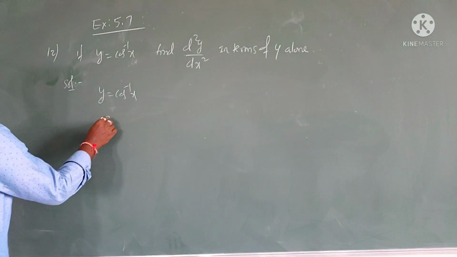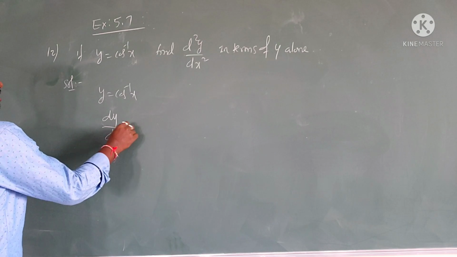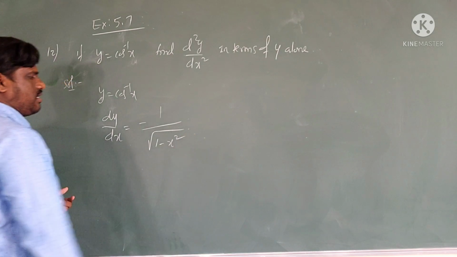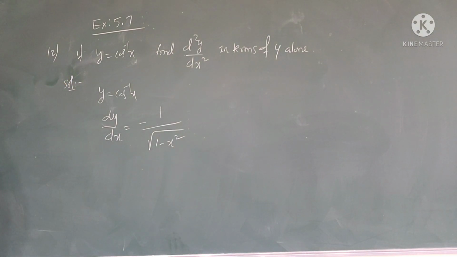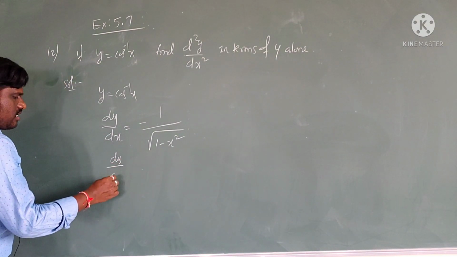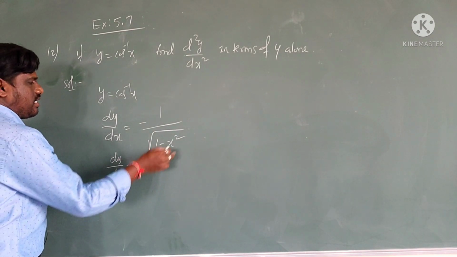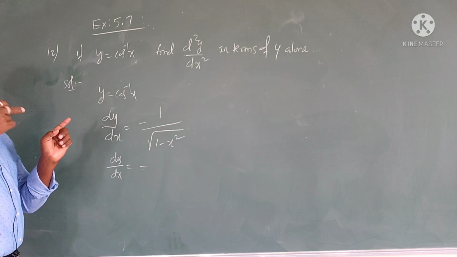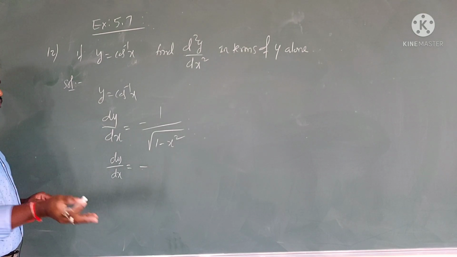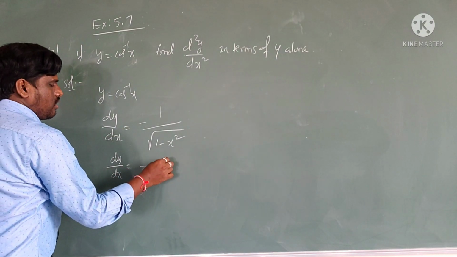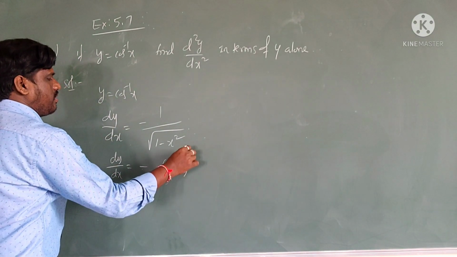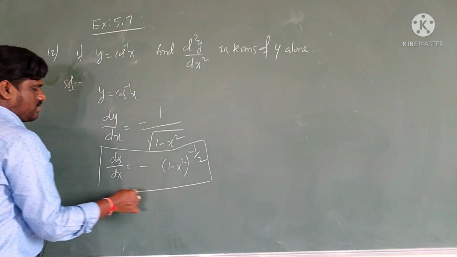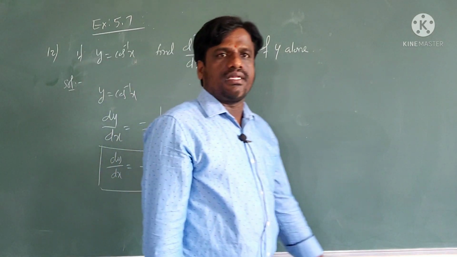So what is the differentiation of dy by dx? dy by dx is equal to minus 1 upon square root of 1 minus x square. So this is the formula. So dy by dx is equal to minus this square root. Square root means power 1 by 2. So if you take it up, what I get here is 1 minus x square to the power of minus half. This is what you get, dy by dx.